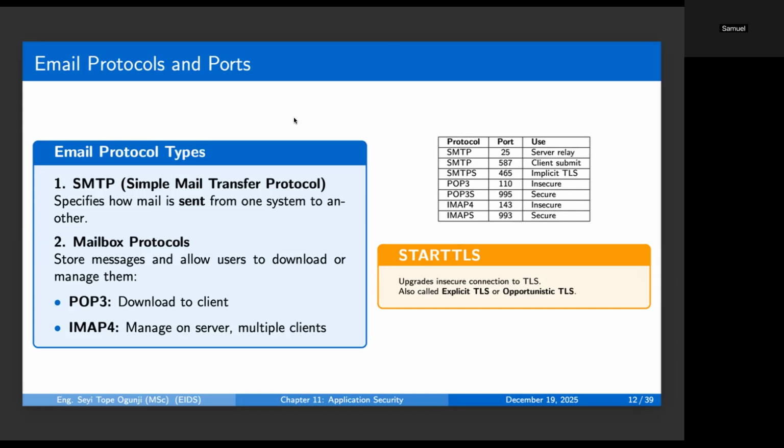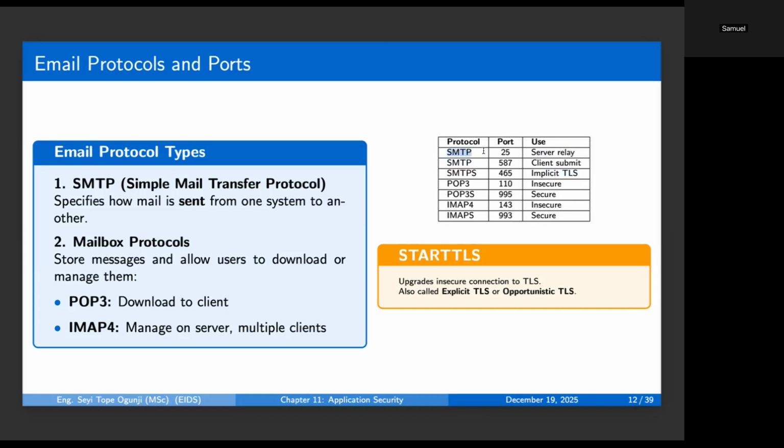That is port 587. Port 587 under SMTP is client submit. Then port 25 is server relay, that is server to server communication. The other one is port 465. This port 465 is implicit TLS, which means it's a secure version of SMTP. The secure version of SMTP.